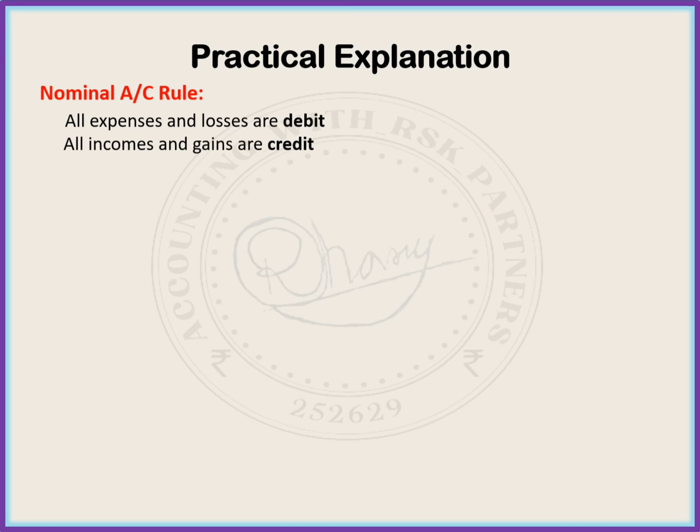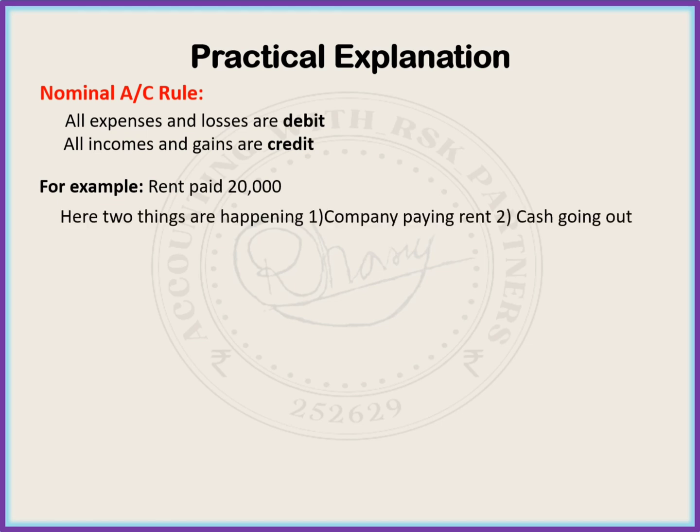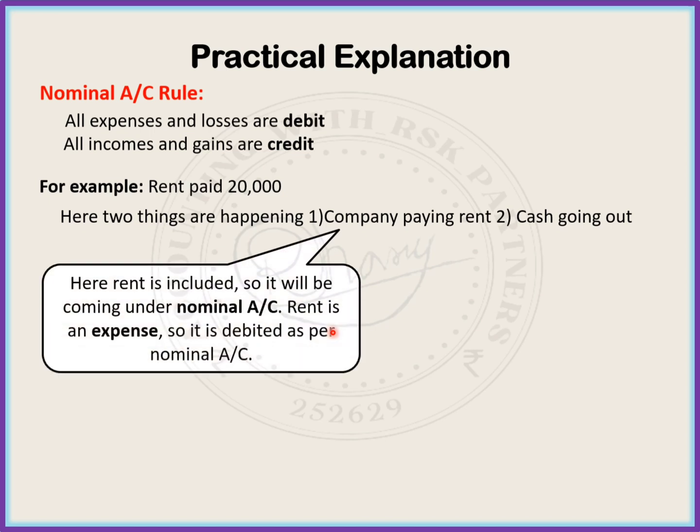Nominal account rule is all expenses and losses are debit, all incomes and gains are credit. For example, rent paid 20,000. Here two things are happening. One is the company paying rent, another one is cash going out from the company. In the first situation, rent is included, so it comes under nominal account. Rent is an expense, it is debited as per nominal account.